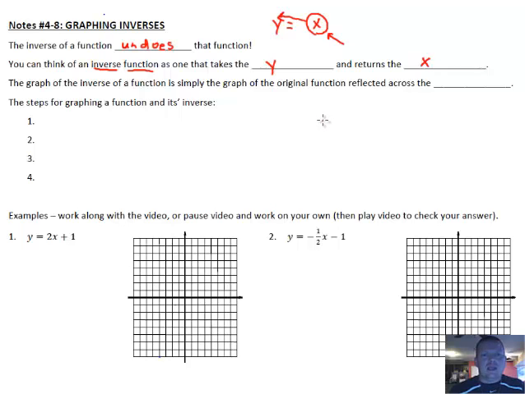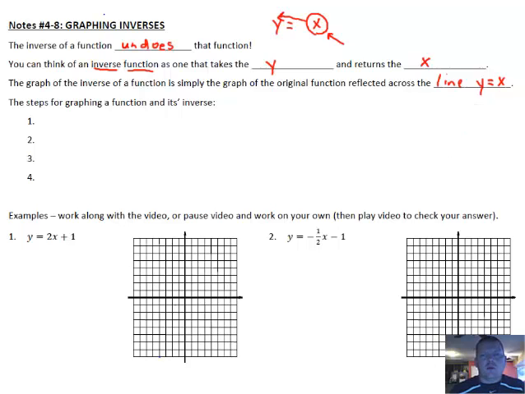The next thing is the graph of the inverse of a function is simply the graph of the original function reflected across the line y equals x. Now, that may look familiar to you. Y equals x, that's actually the parent function of a linear function.